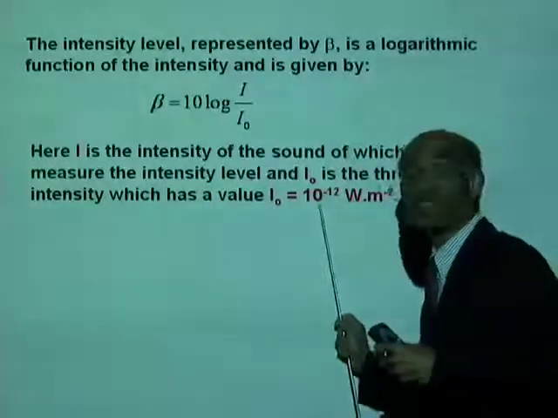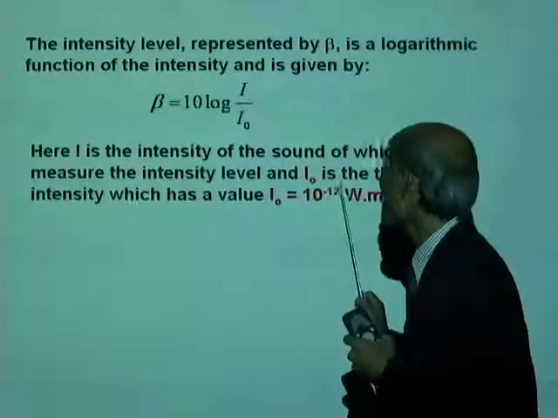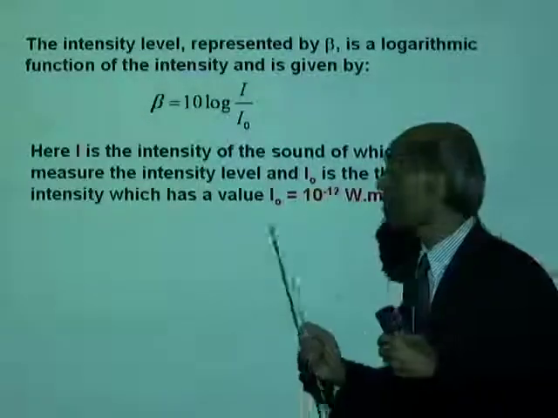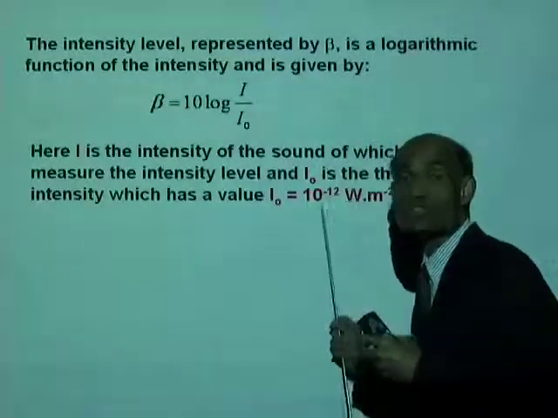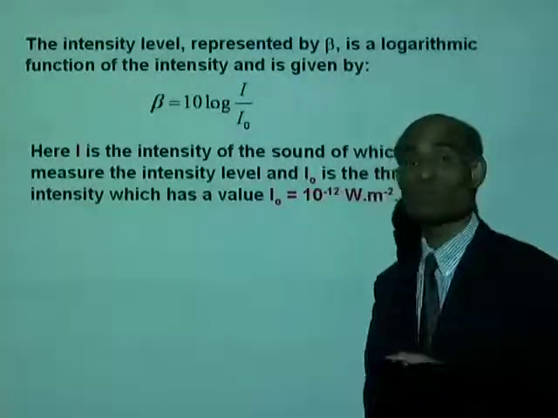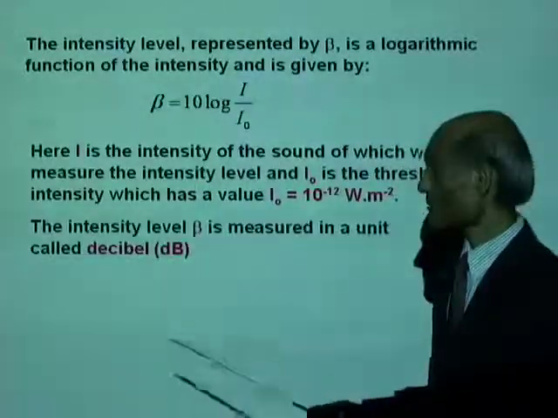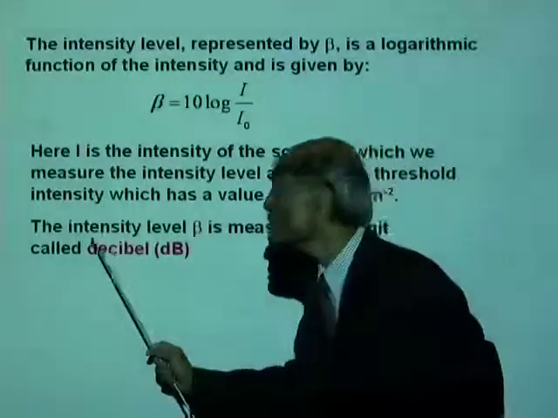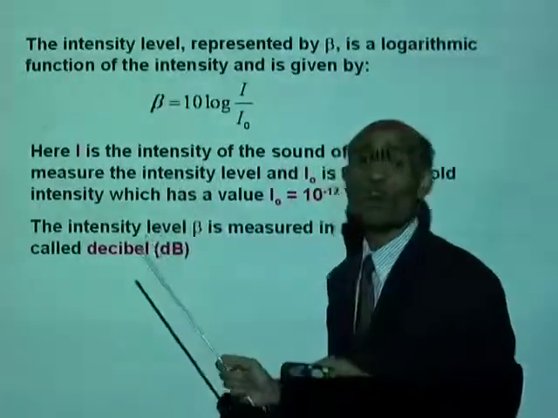And the threshold of intensity has a value for the human ear. It is 10 to the power of negative 12 watt per square meter. So wherever you want the value of I0, always use this value, 10 to the power of negative 12 watt per square meter, and that is the threshold of intensity. Intensity level beta is measured in a unit called decibel.